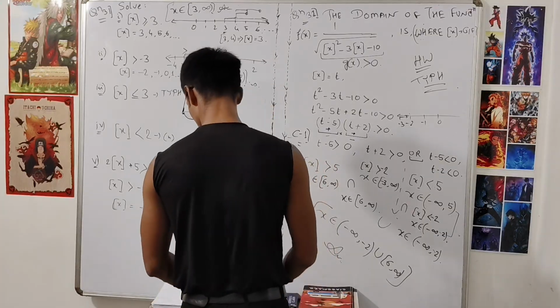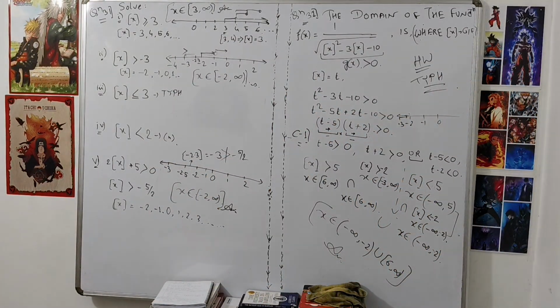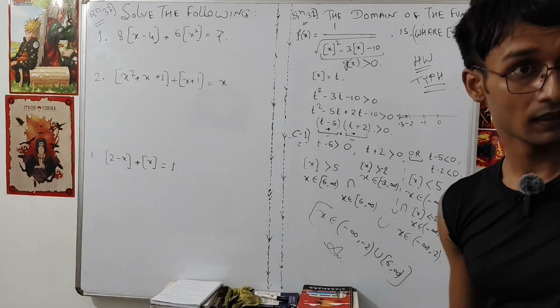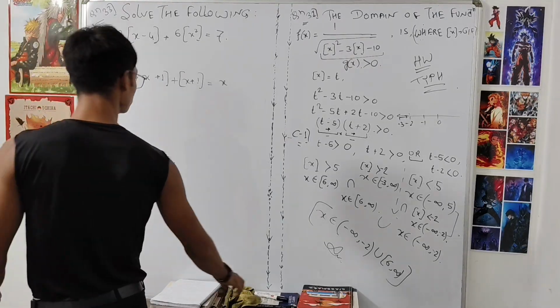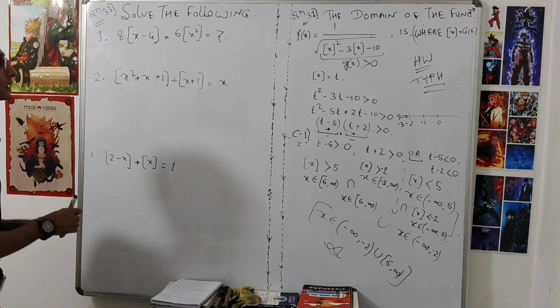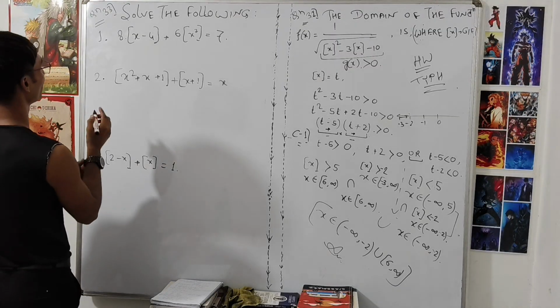Now we will solve another 2 problems. Okay, now question number 33. Solve the following. First one is 8 into x box of x minus 4 plus 6 into box of x square is equal to 7. Okay, this above 2 is pretty tricky question. Okay, so look at this one.